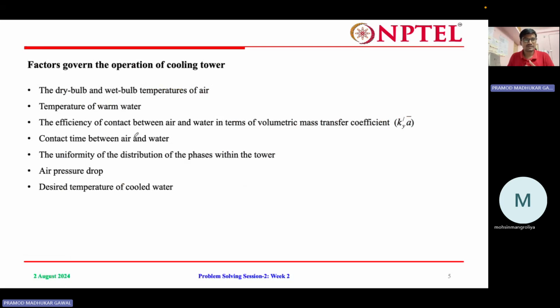There are different factors that govern the operation of cooling towers: dry bulb temperature and wet bulb temperature of air, then temperature of warm water, then efficiency of the contact between air and water in terms of the volumetric mass transfer coefficient KYA, then contact time between air and water, then uniformity of distribution of the phases within the tower, air pressure drop, and desired temperature of the cool water, right?